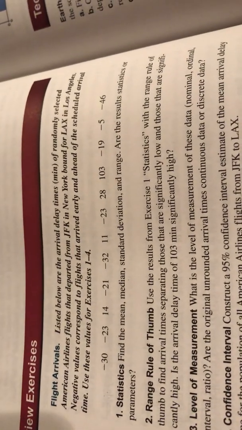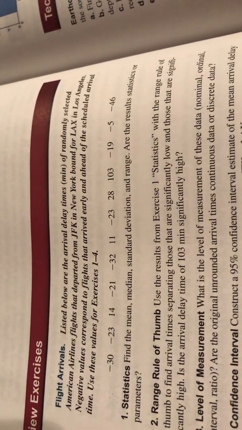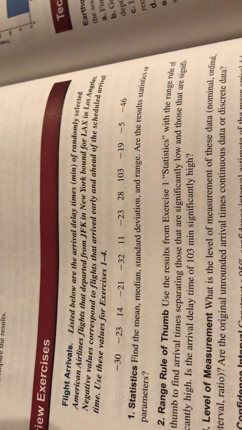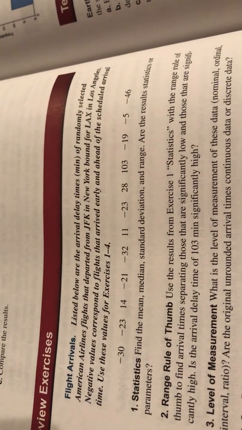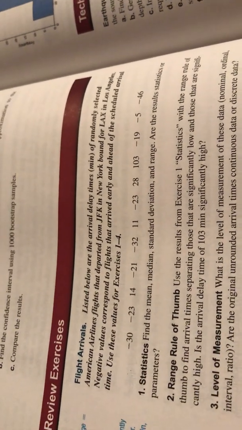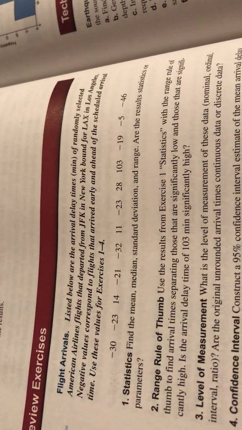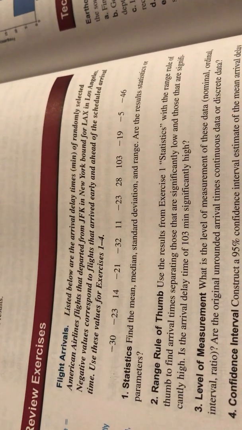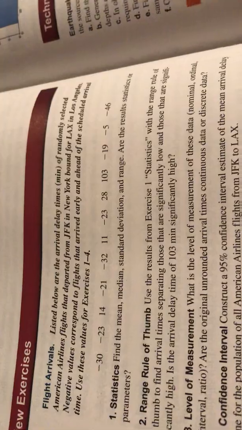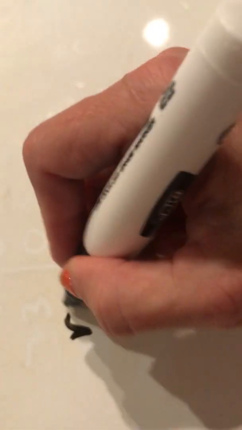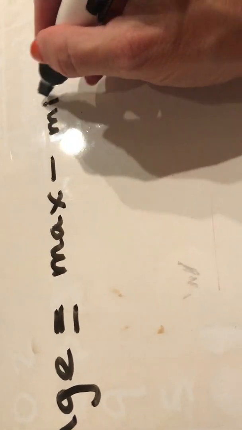11 values. Wow, I'm just looking through them and I'm seeing 103 and I'm seeing negative, let's see, the smallest value, negative 46. Quite a range of values because the range is the max minus the min.